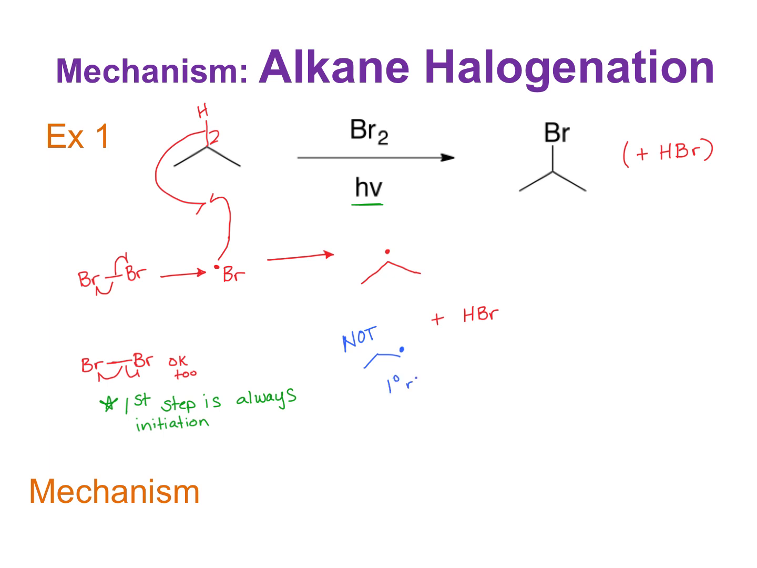That's a primary, right? And we said secondary is more stable than primary. So it's going to pick anywhere in the molecule where the most stable radical is going to be, and that's the hydrogen you're going to take off. Does that make sense? Hopefully? Okay, good. All right, so now we've got this radical.